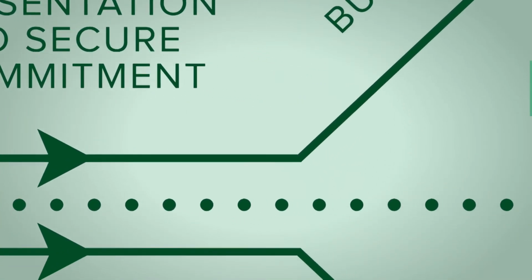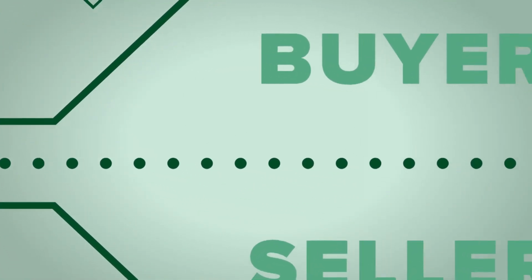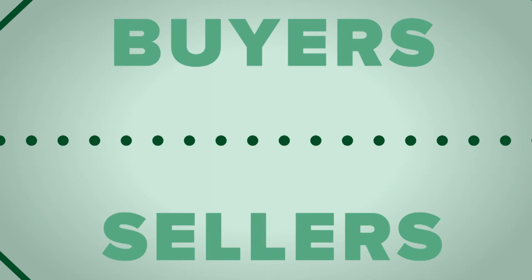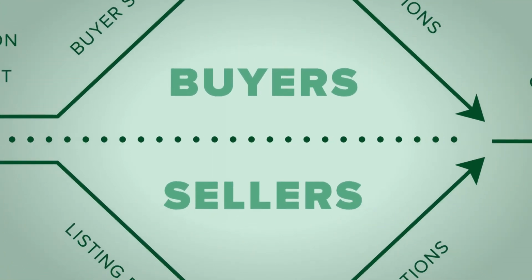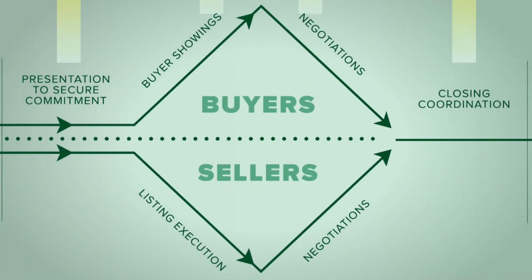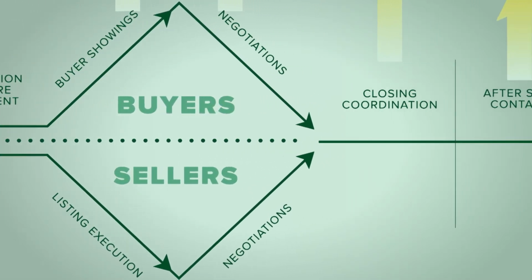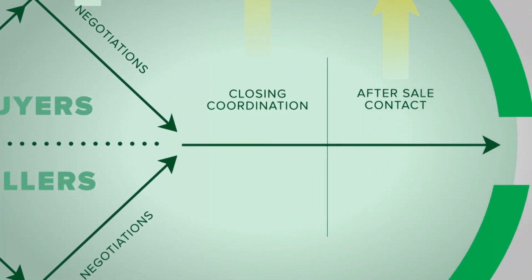Now that the commitment has been secured, the path of a buyer and the seller begin to diverge. Hunting for a buyer's home and executing the marketing plan of a listing are 2 very different sets of tasks which require a different set of skills. However, once the home for a buyer is found and the negotiations begin, the paths quickly become similar once again for either the buyer or the seller agent.